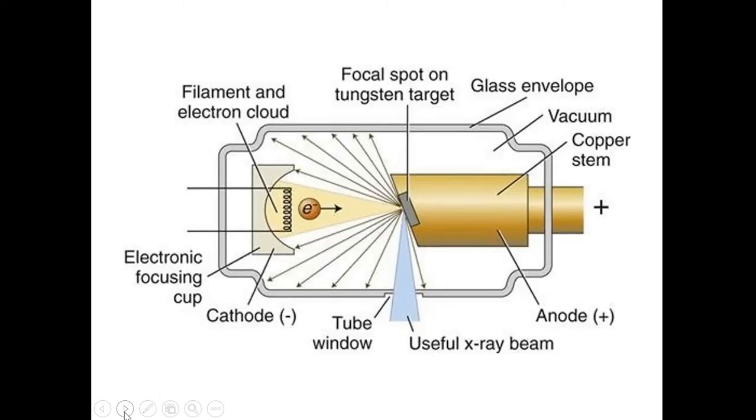Before we go ahead with the answers, let us understand what the components of an X-ray tube are. An X-ray tube consists of a negative cathode and a positive anode. The cathode has an electron focusing cup made of molybdenum and a thin tungsten filament which generates electrons, and the anode is made up of a copper stem in which a tungsten target is embedded.